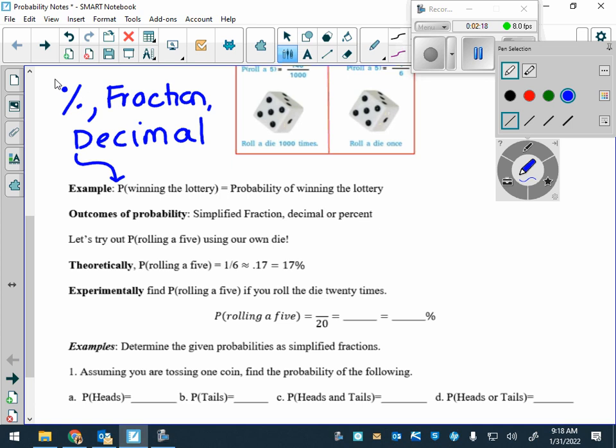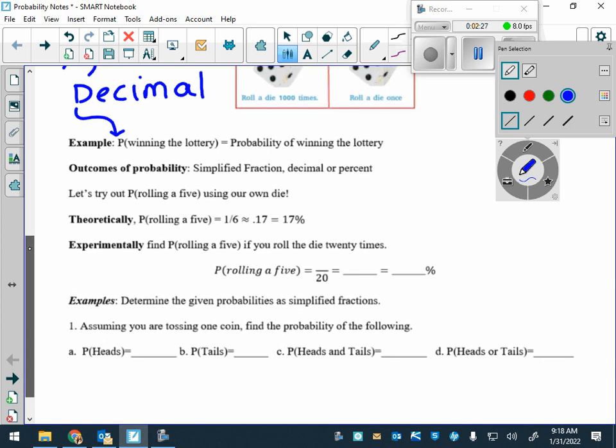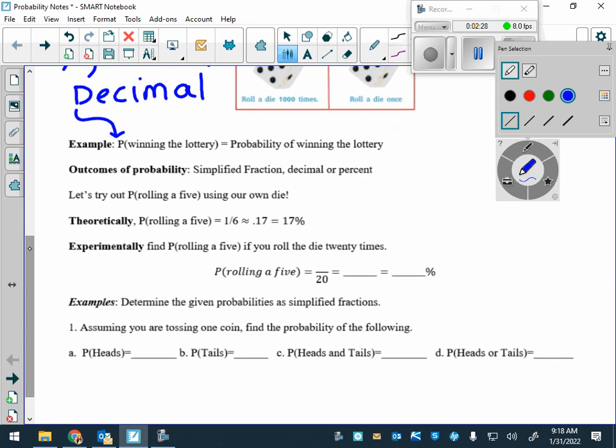Typically, a lot of the time, we're going to see the reduced fractions. Okay, we're going to give our answers as a reduced fraction form. So, for example, P of winning the lottery equals, this is what it stands for, probability of winning the lottery. Outcomes of probability: simplified fraction, decimal, or percent, which I just mentioned.